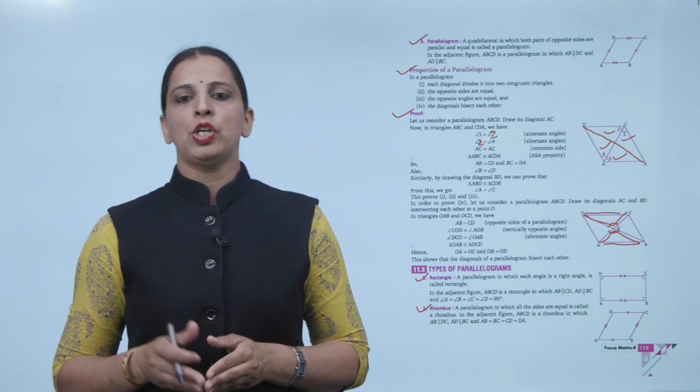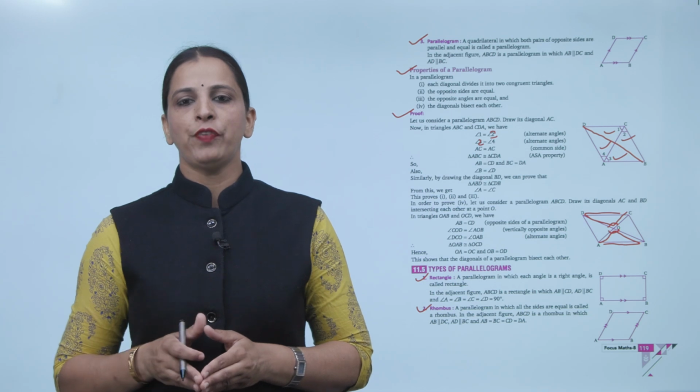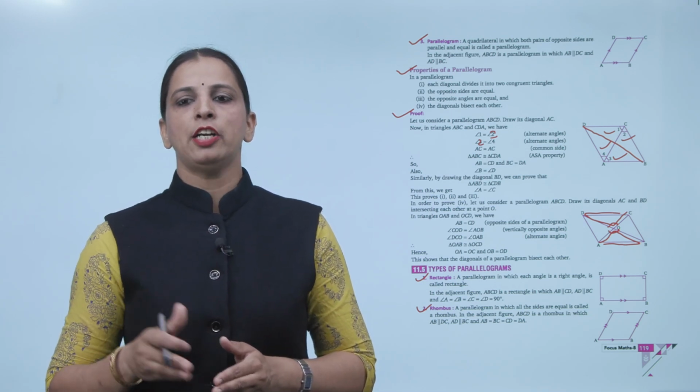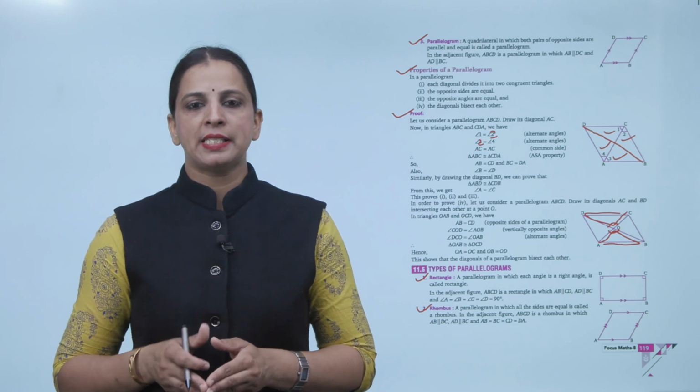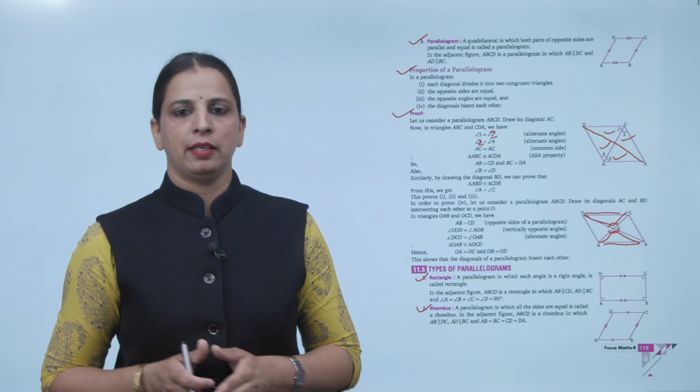Now next, second is rhombus. A parallelogram in which all the sides are equal is called a rhombus. In the adjacent figure, ABCD is a rhombus in which AB is parallel to DC, AD is parallel to BC and AB is equal to BC is equal to CD is equal to DA.